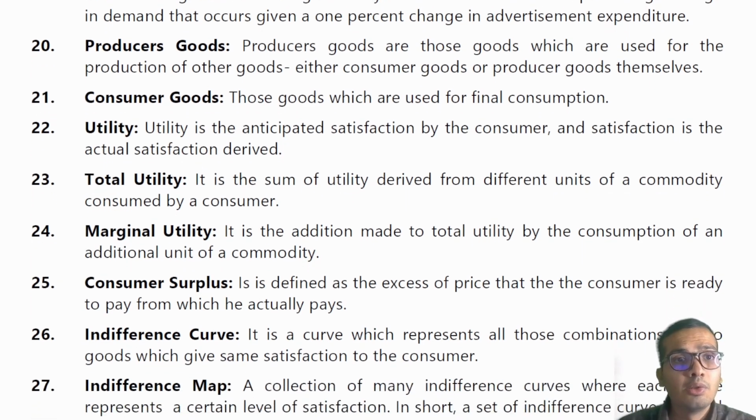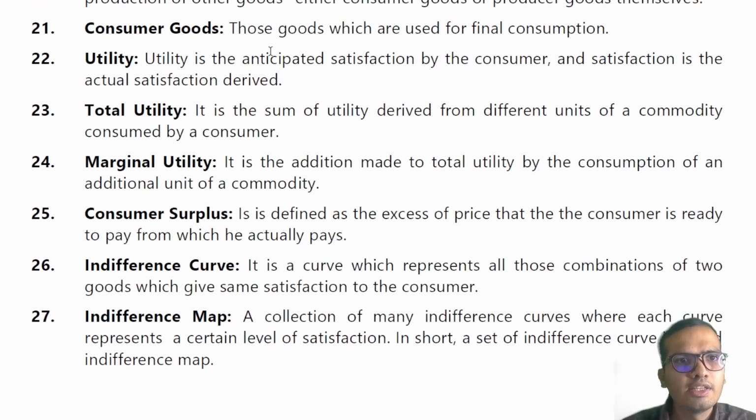Then comes producer goods. Producer goods are those goods which are used for the production of other goods, either consumer goods or producer goods themselves. Then comes consumer goods. These goods are used for final consumption. Then utility. Utility is the anticipated satisfaction by the consumer, and satisfaction is the actual satisfaction derived.